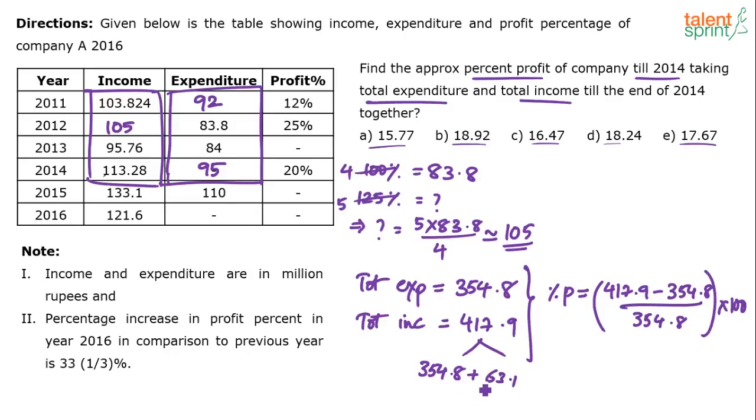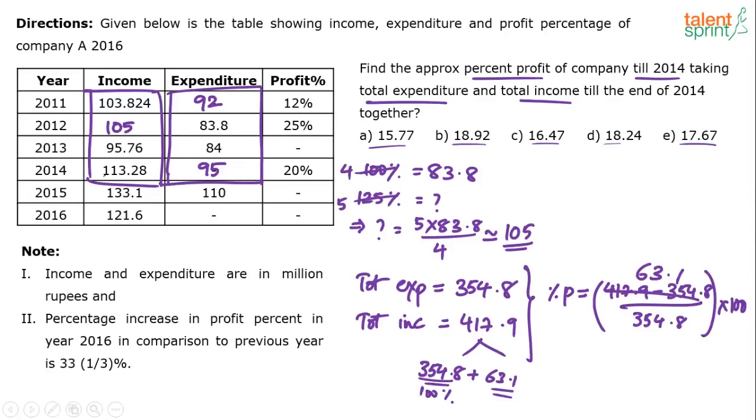410, 417, yeah. So 354.8 is anyway 100%. This is 100%. What is extra is the question. 63. So profit is going to be, so basically this is the idea, right? This is 63.1. You understand?